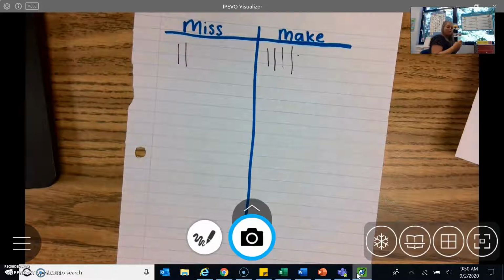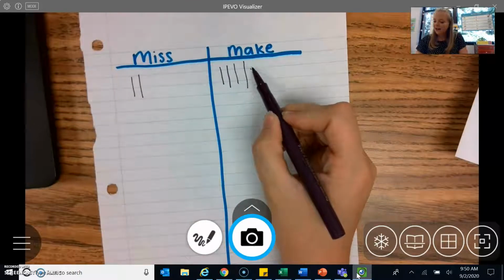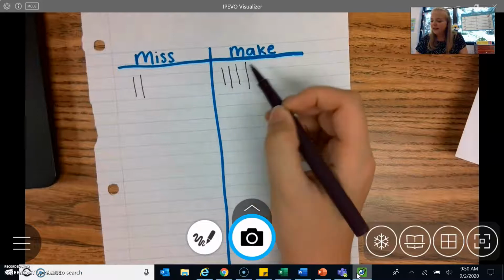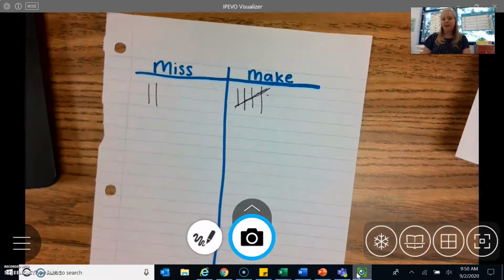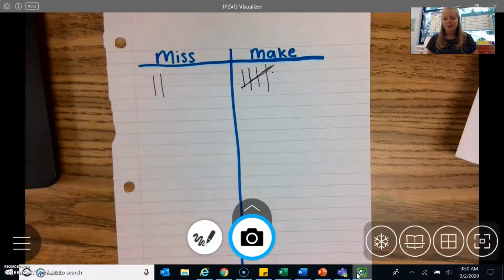And I'm going to go 1 more time. I made it again, so I need to add 1 more to my make. Would I add another line? No, because I notice I have 4 tallies, so that means I need to cut across for 5, right? Alright, so here is my chart. Now I'm going to answer some questions about it.